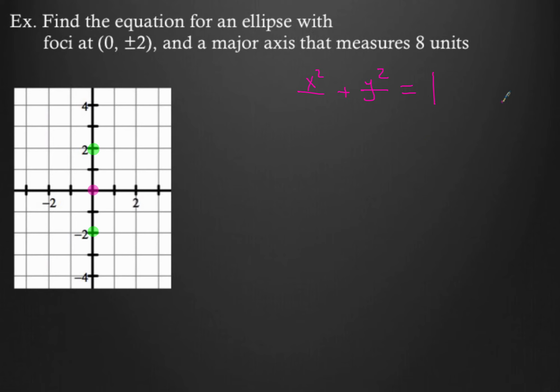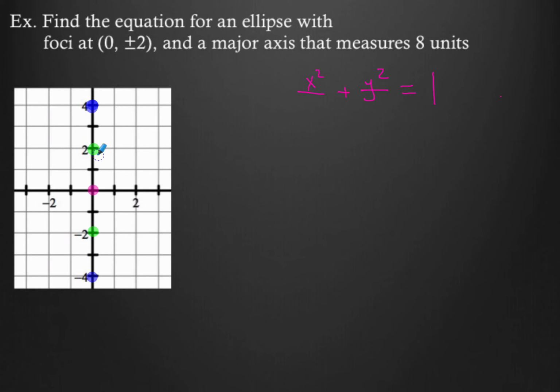Now the second piece of information we're told is that this major axis measures 8 units. Your major axis goes through the center and also contains the foci. If the major axis is 8, then the distance from the center to one end of the major axis is half of 8, which is 4. So from the center, I'm going to go 1, 2, 3, 4 up, and then 1, 2, 3, 4 down.